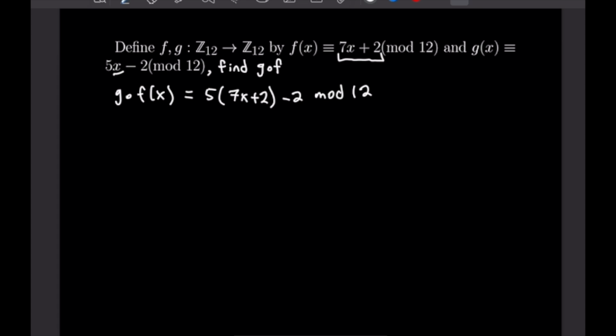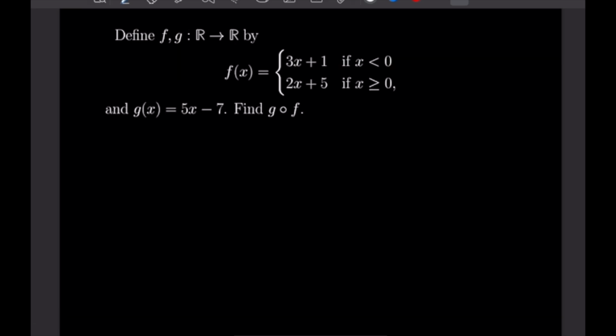So what's 5 times 7? 35. Plus 5 times 2, which is 10, minus 2 is 8. So we'll have 35x plus 8 mod 12. So g of f is congruent to 35x plus 8 mod 12. Great, so let's go ahead and get into another example.